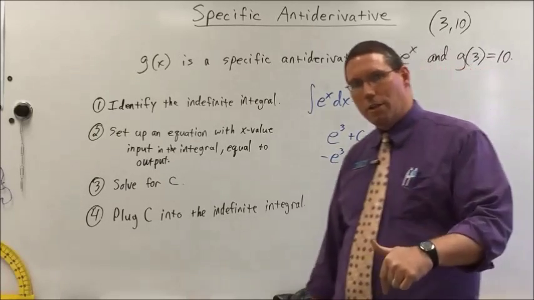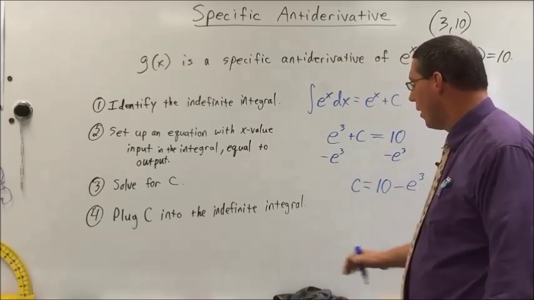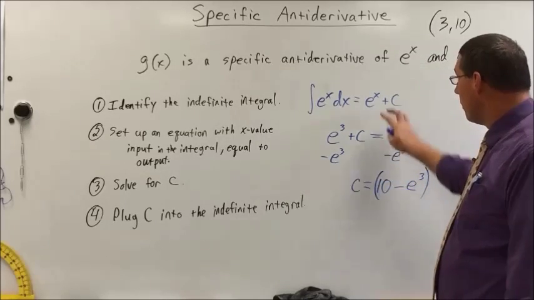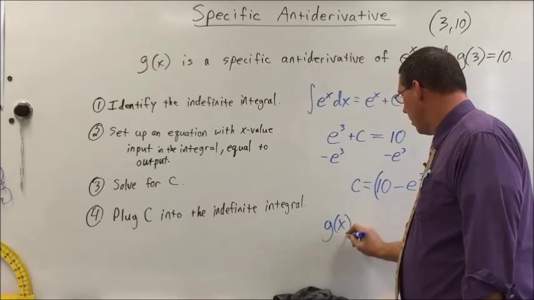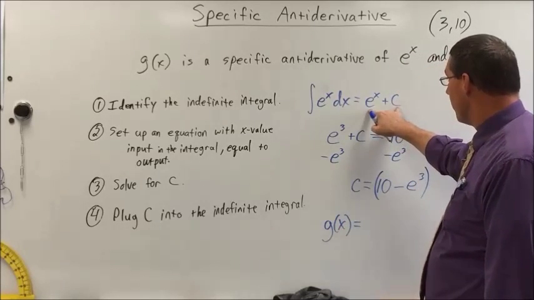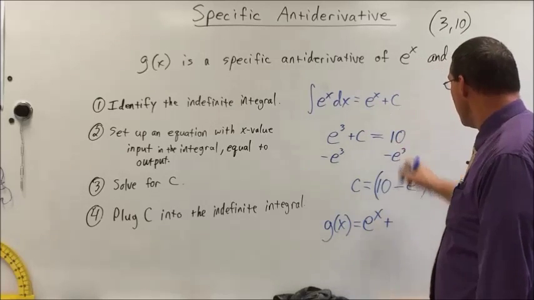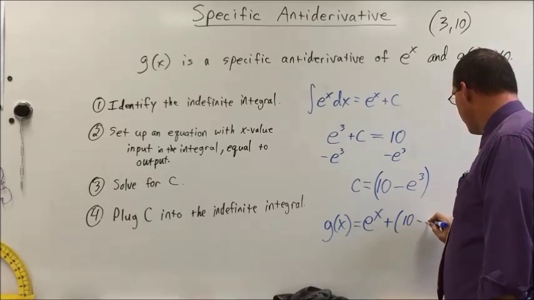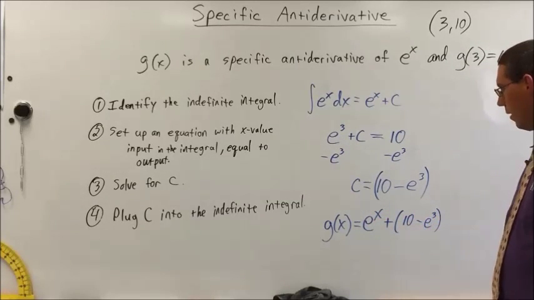But here's the thing. If we don't have a calculator, we can't say for sure what it is. So here's what we're going to write. We're just going to put parentheses around this whole thing, and we're going to plug it in for c. And so g of x is equal to, go back to the antiderivative, e to the x power plus whatever c is. Well, c is 10 minus e to the third power. And so this is our final answer.